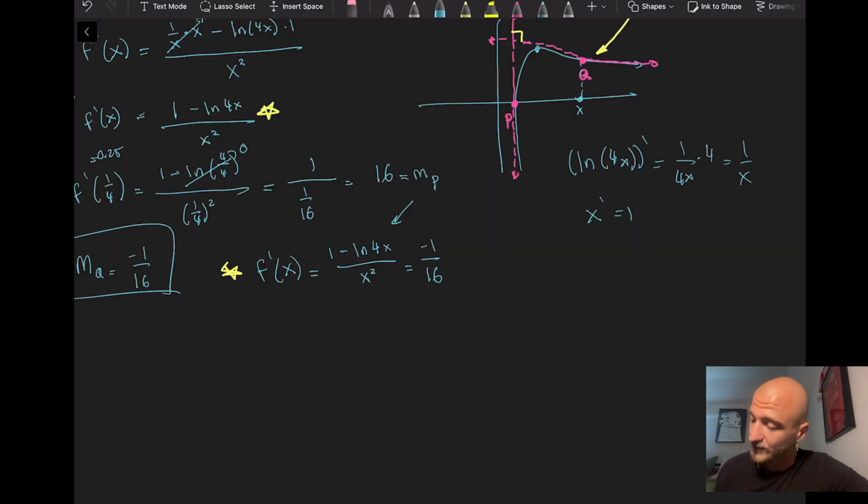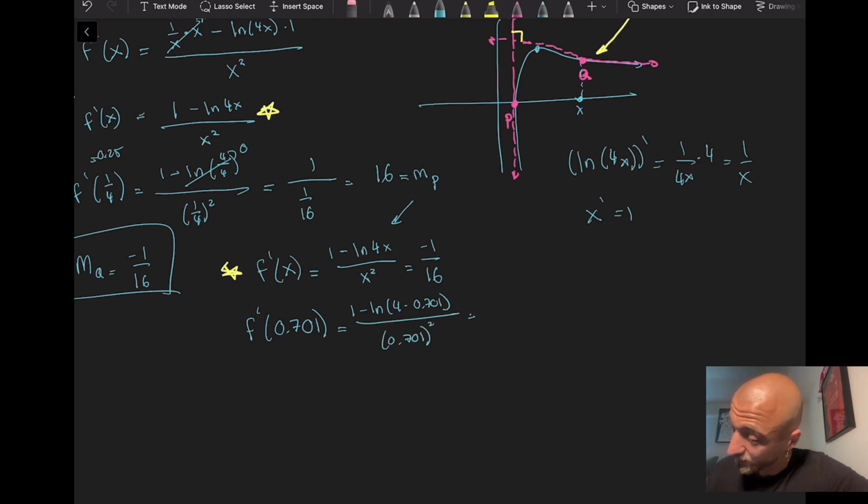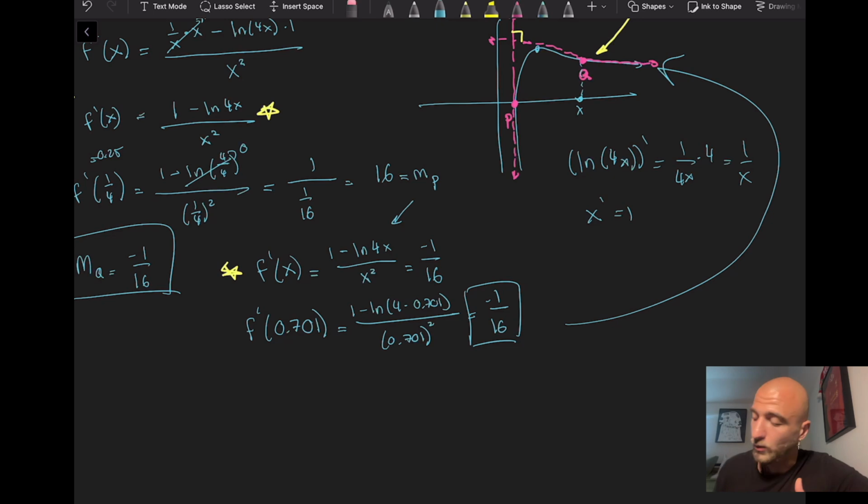All right, we're back. So what this means is that if I plug a value of 0.701 into this derivative, 1 minus the ln of 4 times 0.701 divided by 0.701 squared, this would give me a slope of negative 1 over 16, which we knew because that was the slope we were looking for for this line Q. But importantly, what we figured out using our calculator is the x value that corresponds to point Q. So to finish this up, the last step, we need to figure out what y coordinate this is for the specific point.